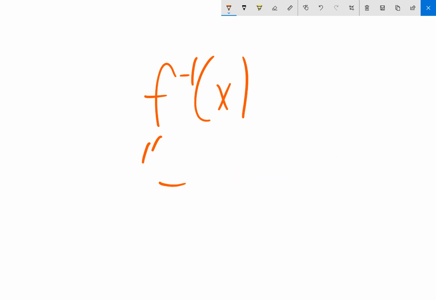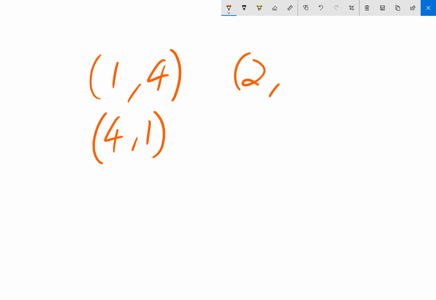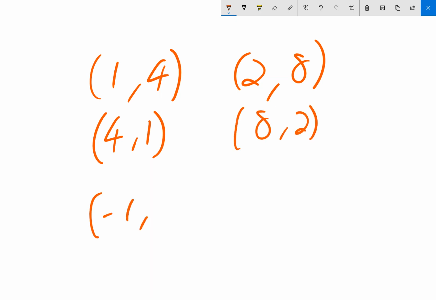Now, inverse function means opposite function. So how do we calculate the inverse? Well, let me ask you a few things real quick. If I had the point 1,4 and I asked you what's the opposite of the point 1,4, I would hope you would say 4,1. If I had the point 2,8, I would hope you say 8,2. If I had the point -1,6, I would hope you would say 6,-1.